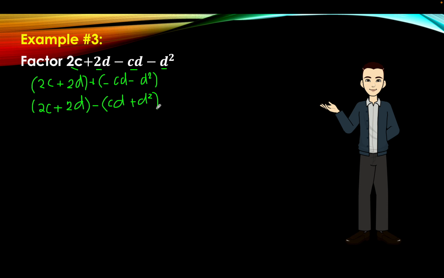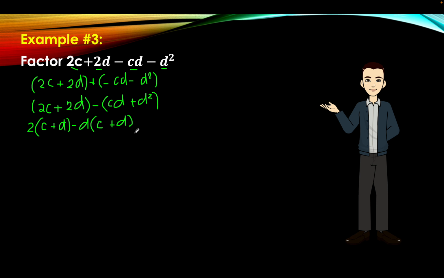So in the quantity 2c plus 2d, the GCF is 2. Removing this 2, we have 2c divided by 2, we have c, plus 2d divided by 2, so we have d, minus, while in the second group, the quantity cd plus d squared, the GCF here is d. So let's remove the common factor d and divide each term by d. So we have cd divided by d, we have c, plus d squared divided by d, so we have d. So the polynomial becomes 2 times the quantity c plus d minus d times the quantity c plus d.